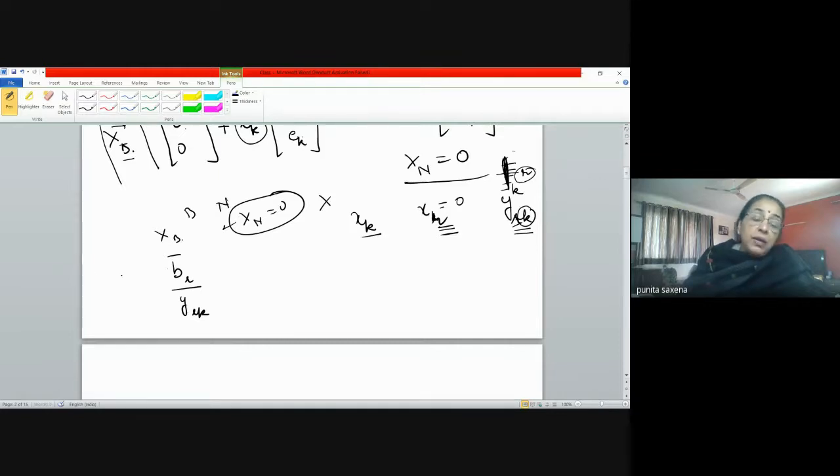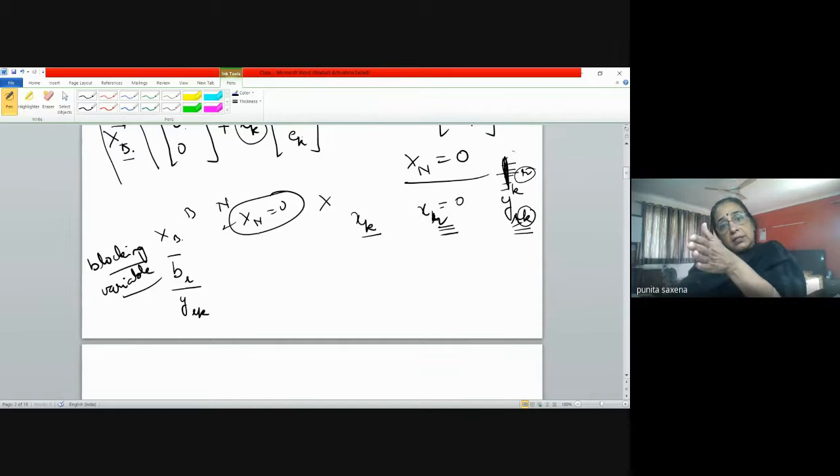इसको क्या कहते हैं, some books call it the entering variable. If you see this book by Bazaraa, he's always calling it the blocking variable, in the sense कि it's like we are putting a block, और कौन सा variable block डालेगा कि वो सबसे पहले 0 हो रहा है. Okay, that's why he's calling it the blocking variable. So xr is your blocking variable, xk is your entering variable.